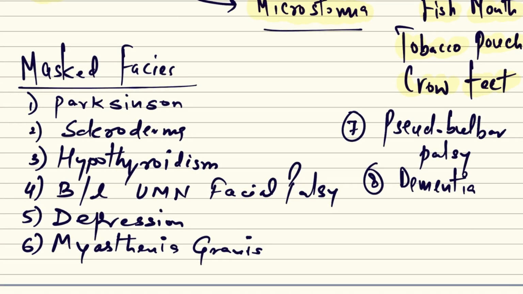There are some other conditions in which you find masked faces. These include Parkinson disease, scleroderma, as we know, hypothyroidism, and bilateral upper motor neuron facial palsy. Even in depression, myasthenia gravis, pseudobulbar palsy, and dementia, you find masked faces. They have loss of facial expression.